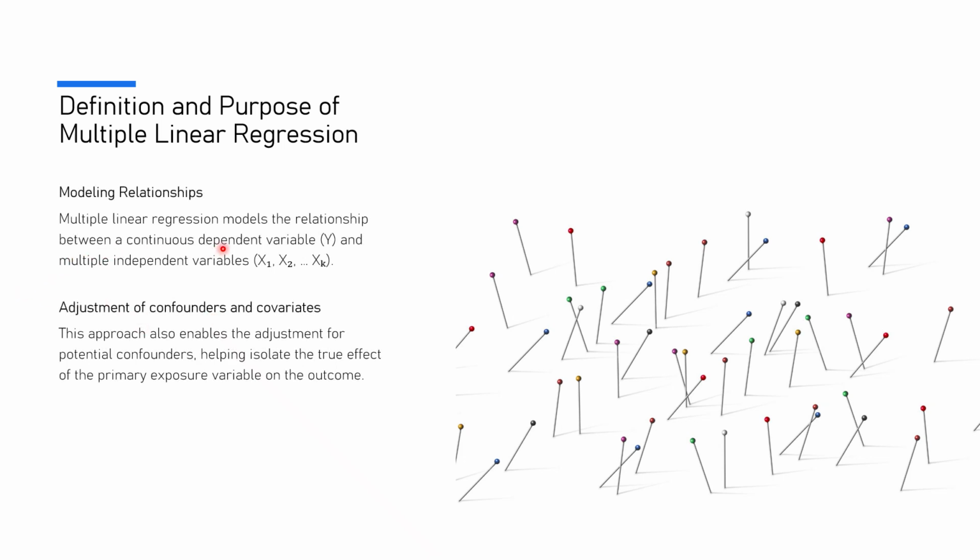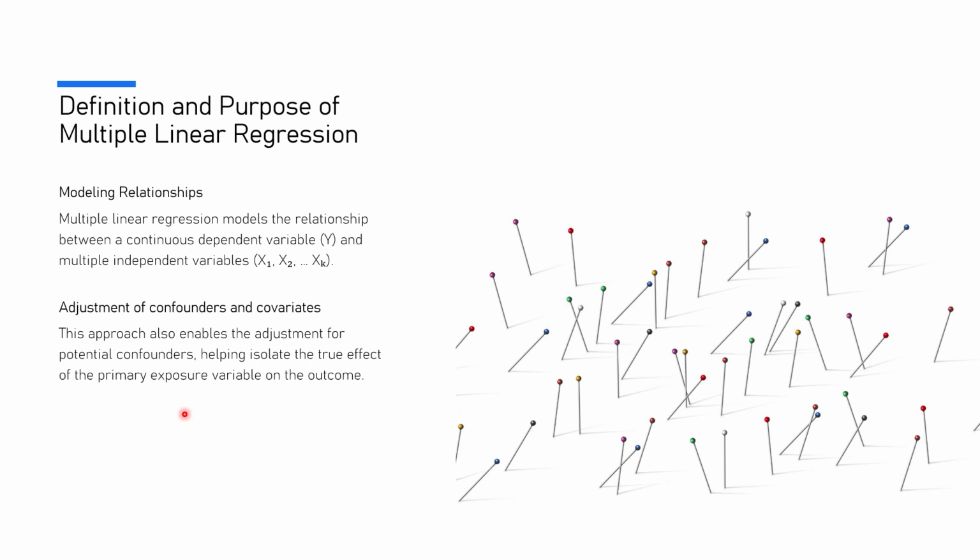Multiple linear regression models the relationship between a continuous dependent variable y and multiple independent variables x1, x2, and so on. So the difference of multiple linear regression from that of simple linear regression is that now we have multiple variables as our covariates or exposures. This allows for the adjustment of confounders and covariates, and that helps in isolating the true effect of the primary exposure variable on the outcome.